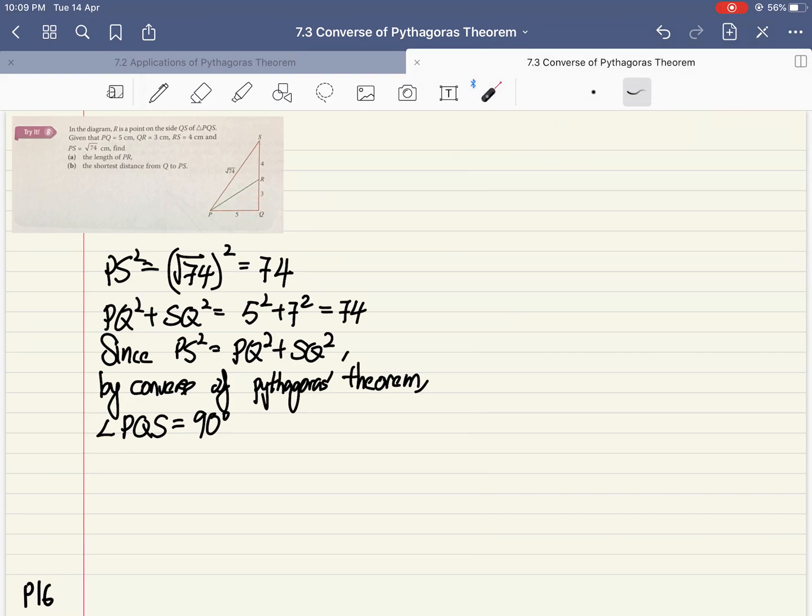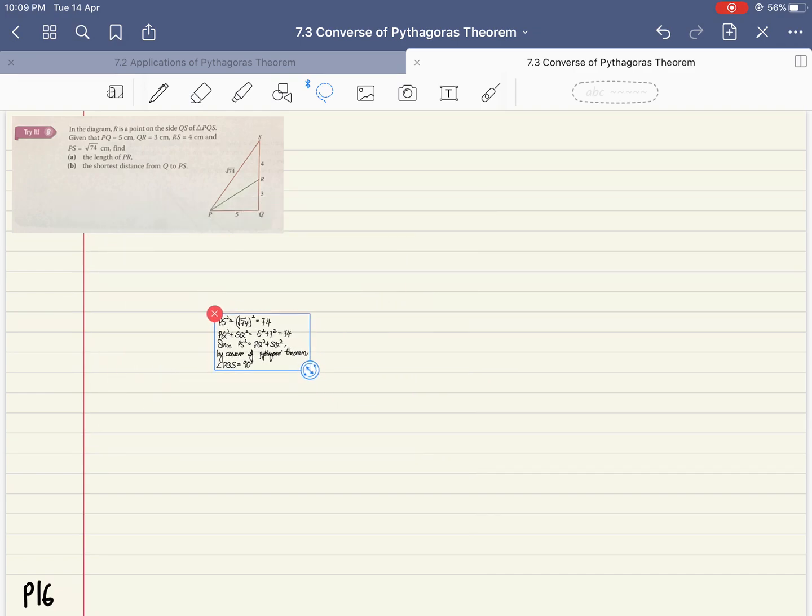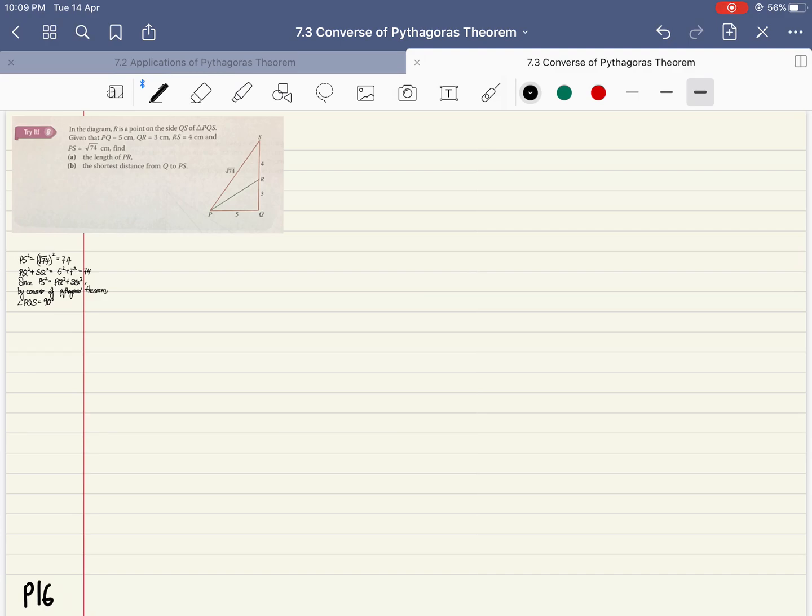So what I've done here is to prove that this angle here is 90 degrees. We can't assume, right? Now that we have proven this, let me just shrink this.